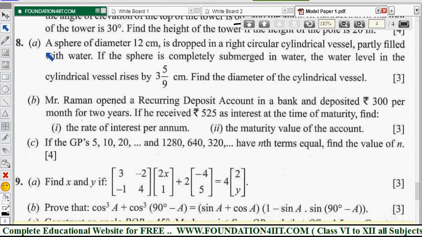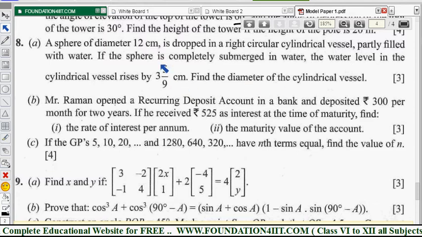Now we'll see question number 8. The first one is from mensuration. A sphere of diameter 12 centimeters is dropped in a right circular cylindrical vessel partially filled with water. If the sphere is completely submerged in water, then the water level is increased by 3 5/9 centimeters. Find the diameter of the cylindrical vessel.